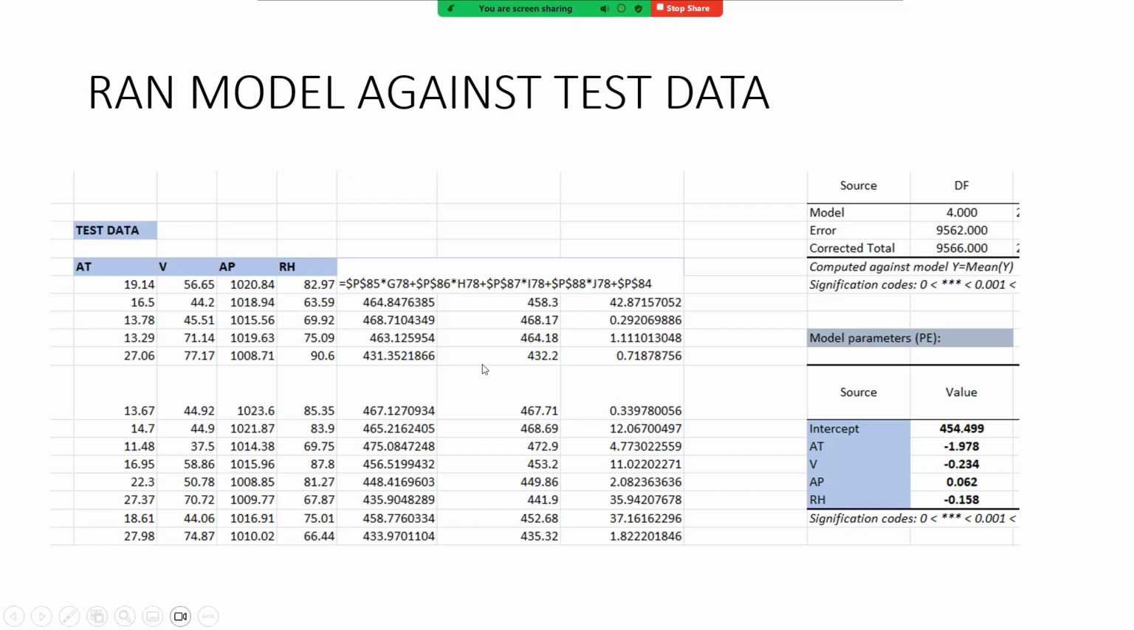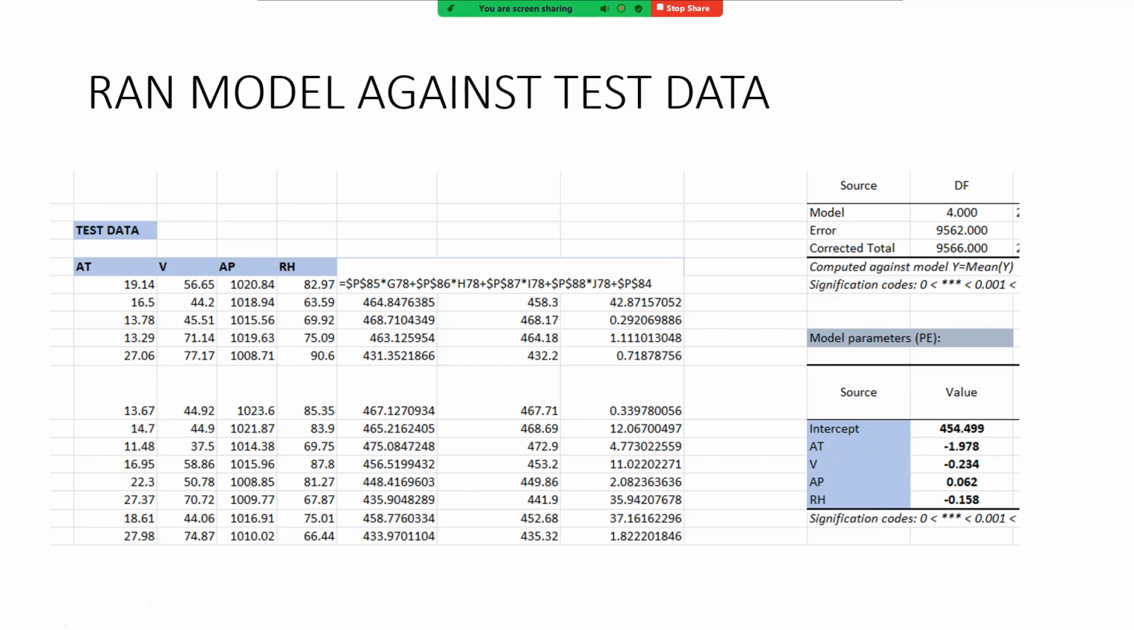So then I wanted to run the model against the test data. So essentially what that involves in Excel is creating a manual calculation wherein you're going to look at each of these coefficients. So the coefficient value of -1.978 for temperature, you're going to take that value and multiply it by the actual temperature value, and then you're going to add that to the value for vacuum, and then you're going to multiply that, and you're going to do that across the data set.